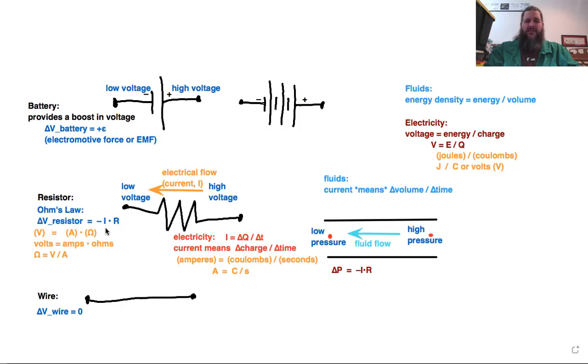The only exception would be if you have a colossally huge amount of current flowing through it, in which case the tiny resistance does matter. But a wire, we generally assume the resistance rounds off to zero, and therefore there's no delta V. Any questions on that so far?